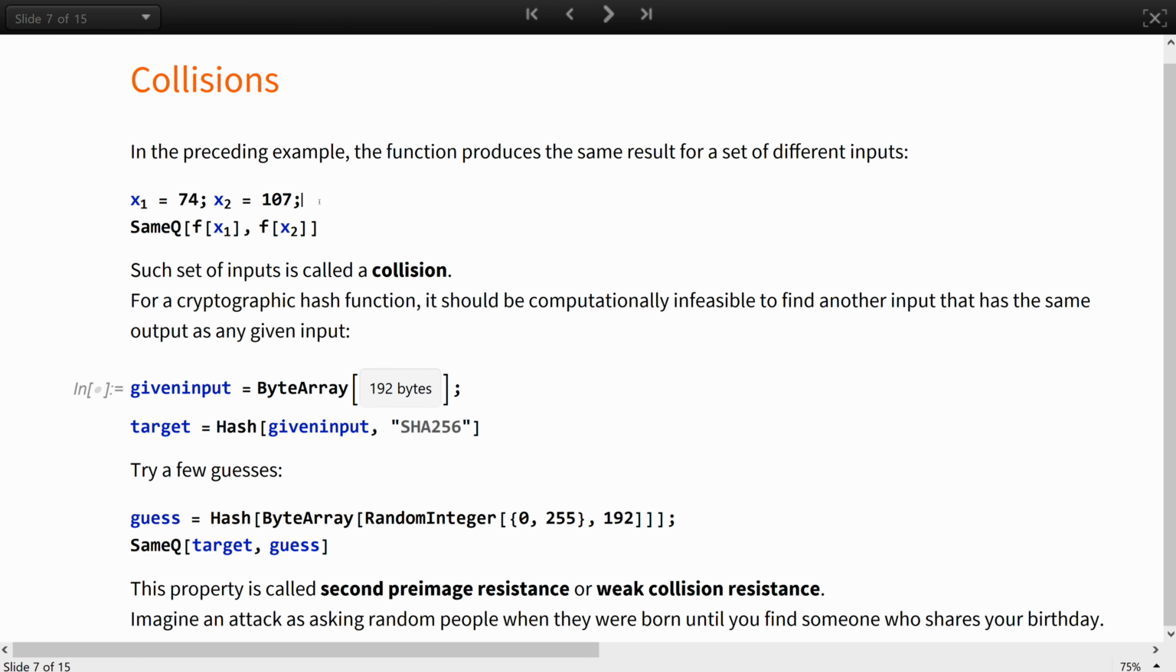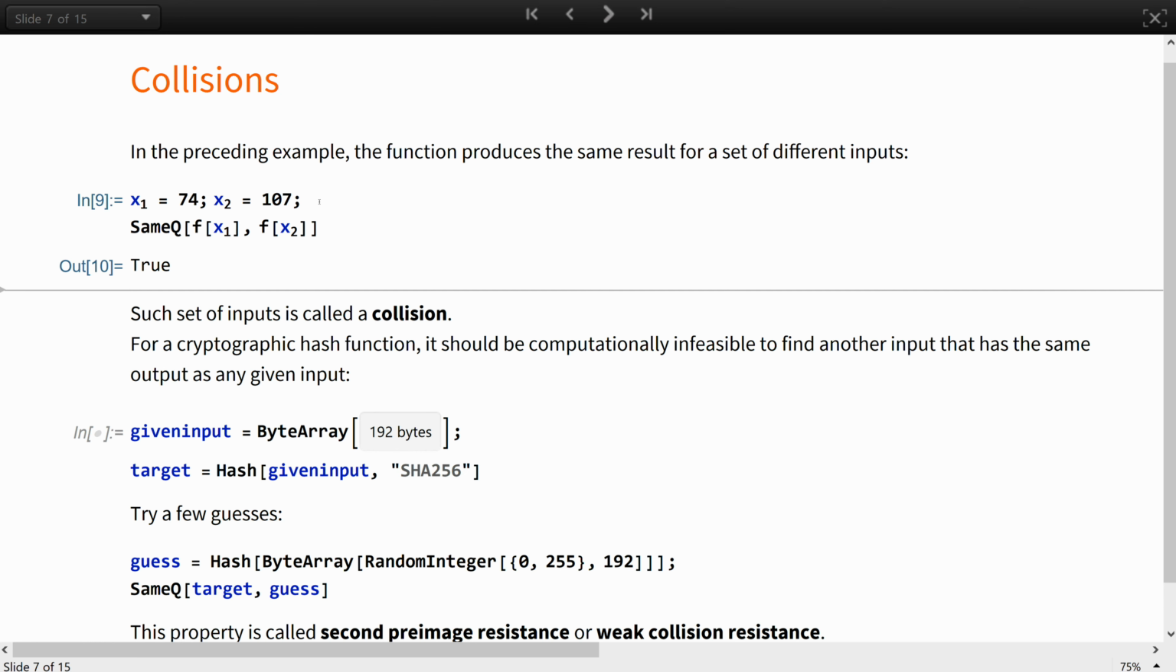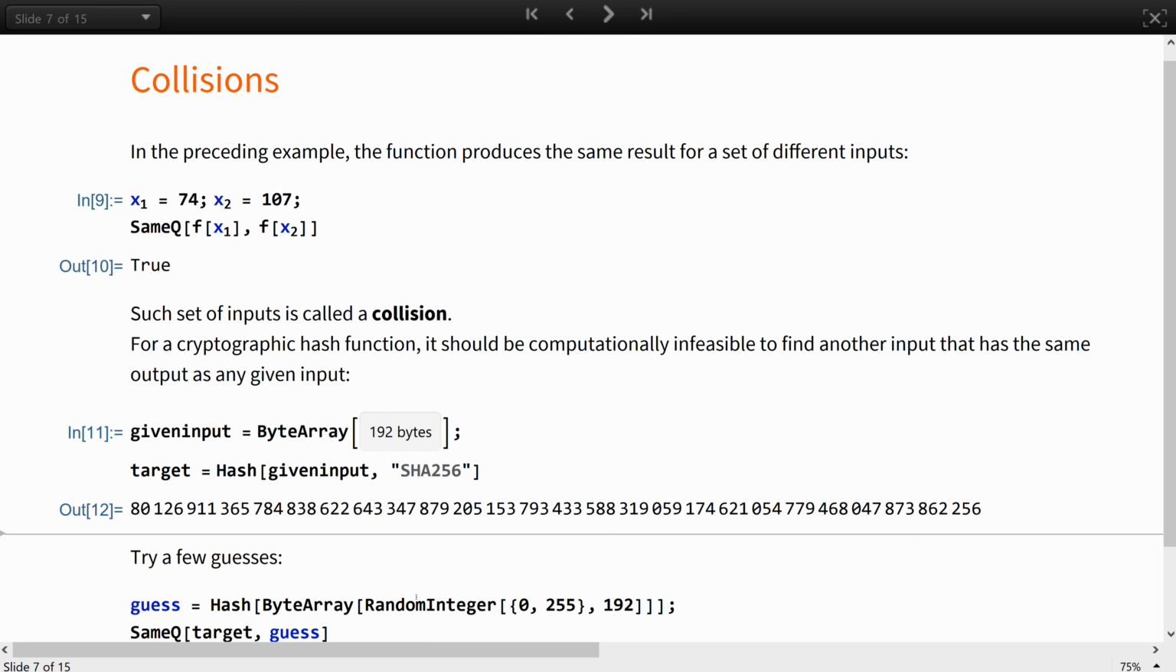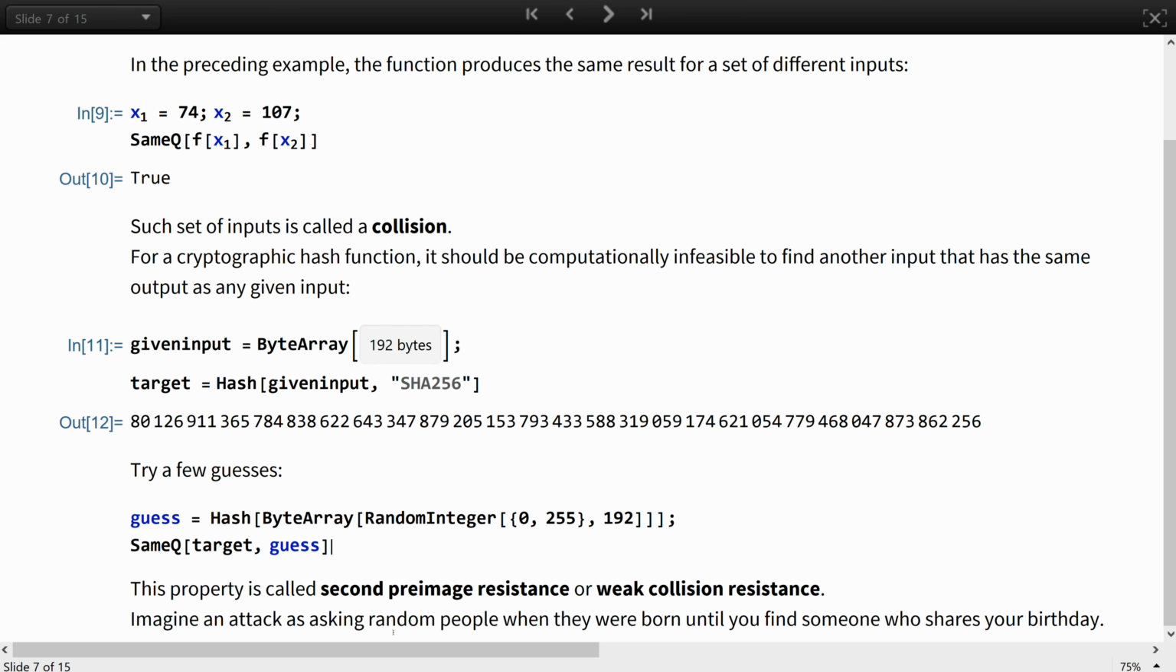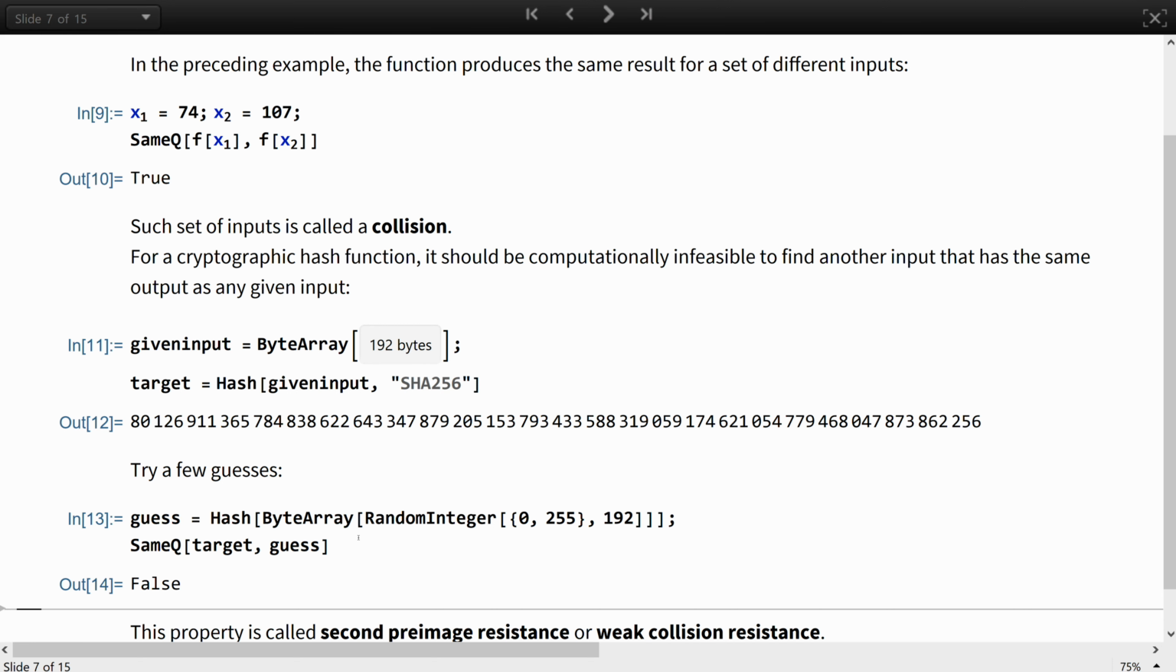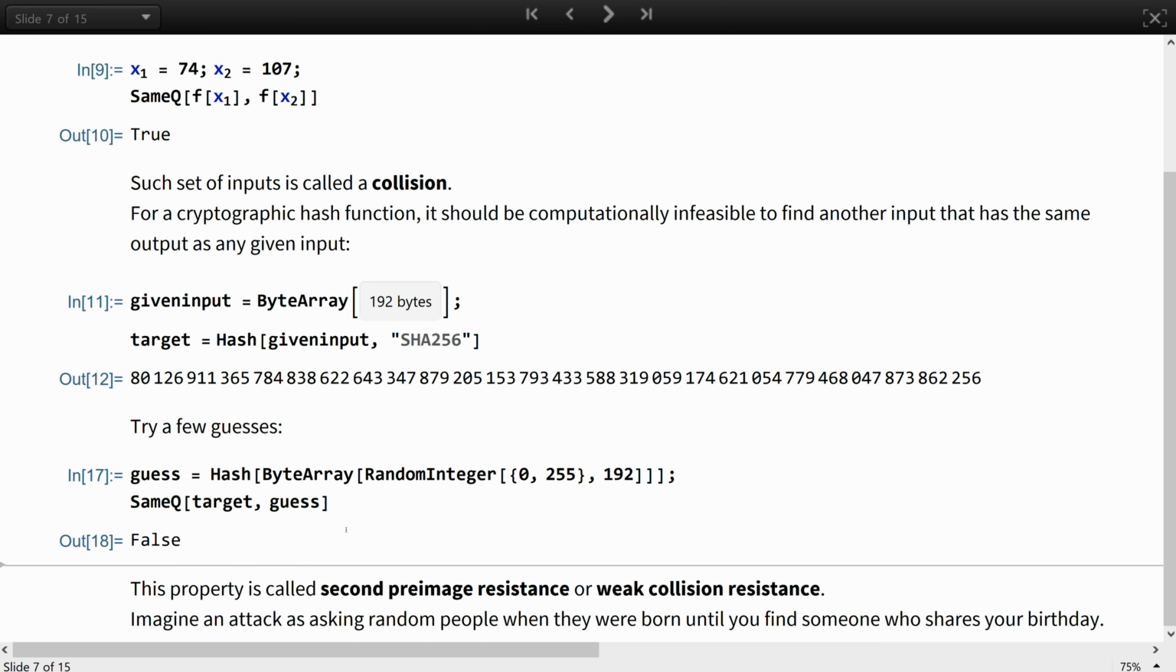In the preceding example, the function produces the same result for a set of different inputs. Such a set of inputs is called a collision. For a cryptographic hash function, it should be computationally infeasible to find another input that has the same output as any given input. Try for yourself a few guesses to find a collision for the SHA-256 hash function. This property of hash function is called second pre-image resistance, or alternatively, weak collision resistance. Imagine an attack trying to break second pre-image resistance as asking random people when they were born until you find someone who shares your birthday.